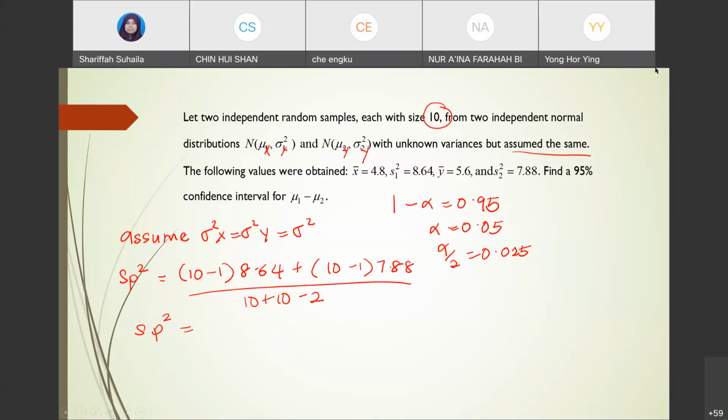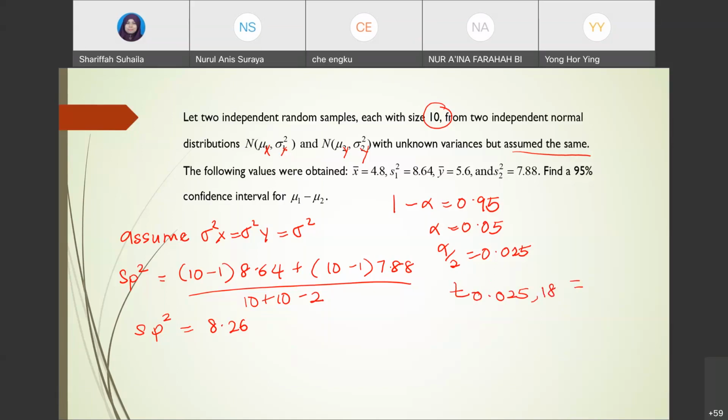Betul, 8.26. Okay, thank you. So this one, kita dapatkan dulu dia punya taburan T. If you already have your stats table, so T alpha over 2, 0.025. So kita ada N plus M minus 2. Okay, so 10 plus 10 minus 2, so degree of freedom 18.